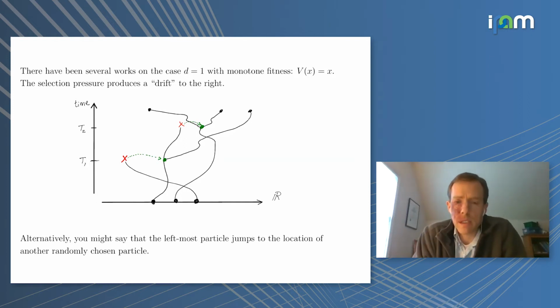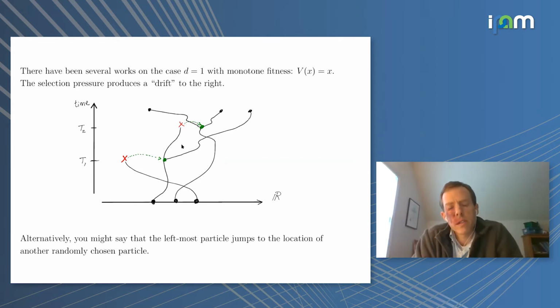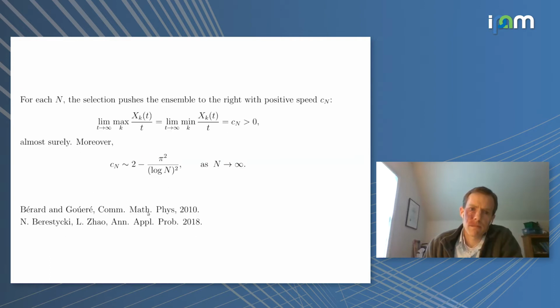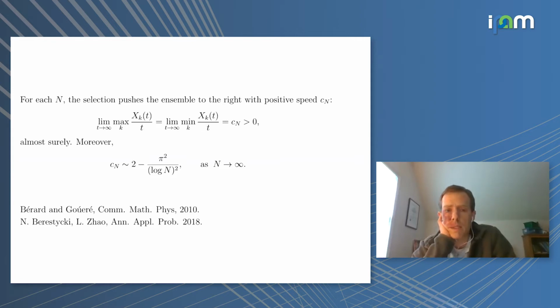So from this perspective, it's clear, since the jumps only happen from the leftmost particle, that jumps are always to the right, and this will induce an effective drift on the process. So it's known that for each fixed n, this selection pressure pushes the ensemble to the right with a positive speed. Namely, if you look at x, the position of a particle, maybe the max or the min or any particle in between, it doesn't matter, x over t converges as t goes to infinity to a limit Cn, which is positive and deterministic. That's almost sure convergence.